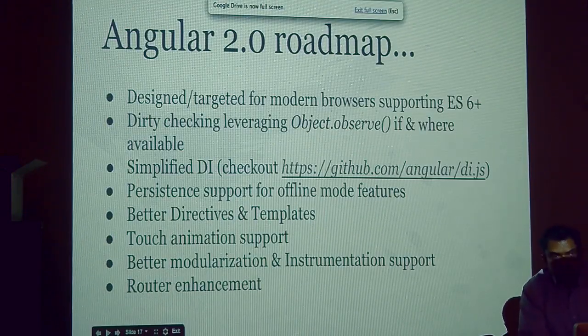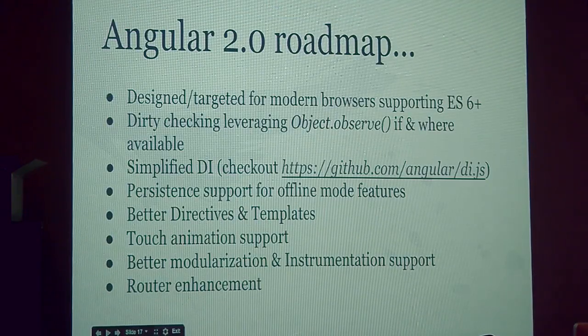So here is the AngularJS roadmap, and I don't know if you've seen any of those blogs that came out probably a couple of weeks back, I think. So what Angular 2.0 looks like. It is targeted for future browsers. Okay, that's for sure. And if you know this, they've been developing on ECMAScript 6 from the ground up.